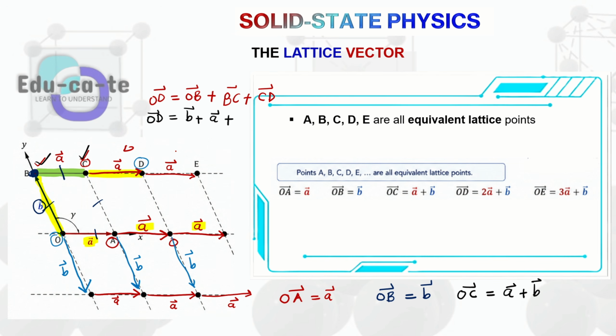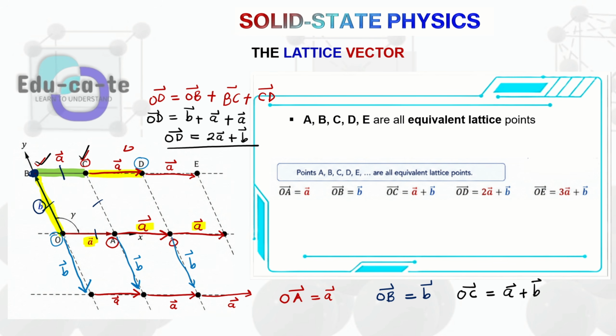Alright, so now from point C to point D, I still need to move the vector A. So I keep on adding these vectors until I get to where I need to be. So just adding these vectors together, I can say that the movement, the lattice vector moving from the origin, or from point O to the point D in the lattice, will be given by 2 times vector A plus vector B. This is the lattice vector OD.